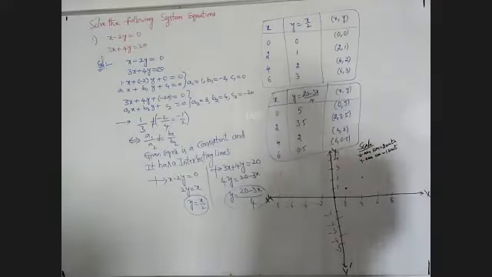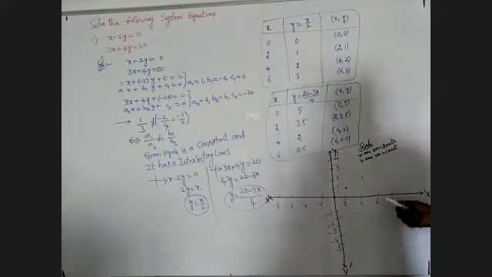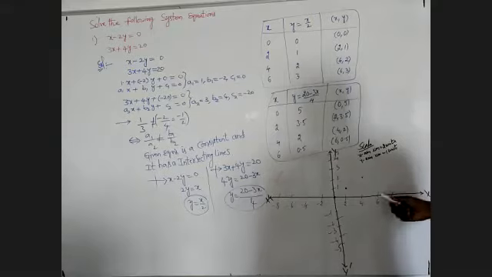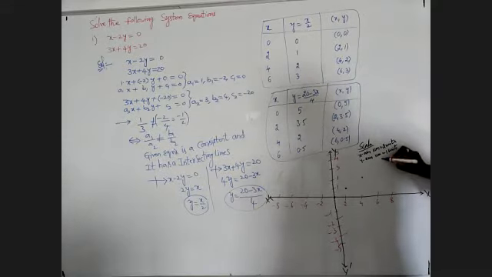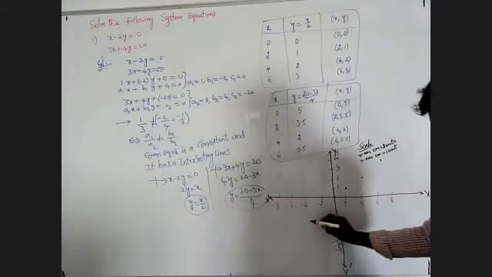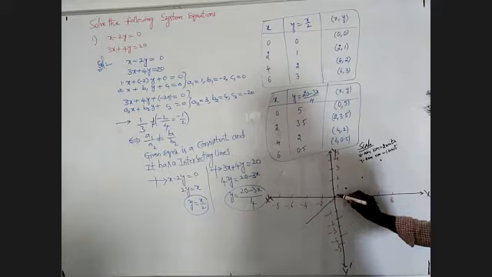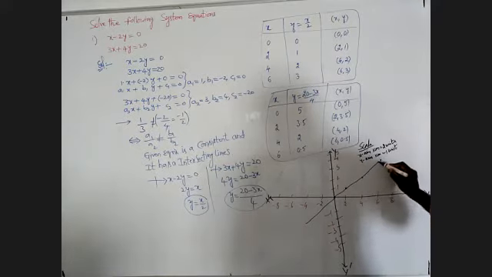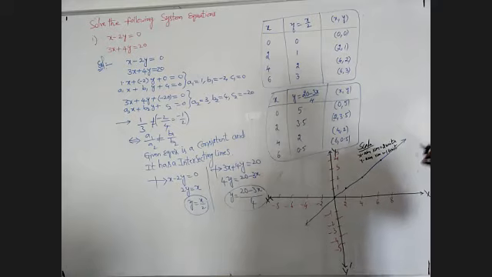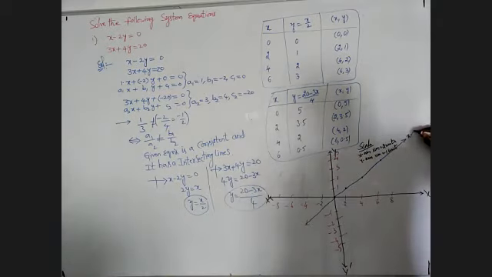And the next one is 6, 3. This is 6 and this is 3. We plot 6, 3. This is 6, this is 3. We have to draw this line. This is the line; name it as x minus 2y is equal to 0.